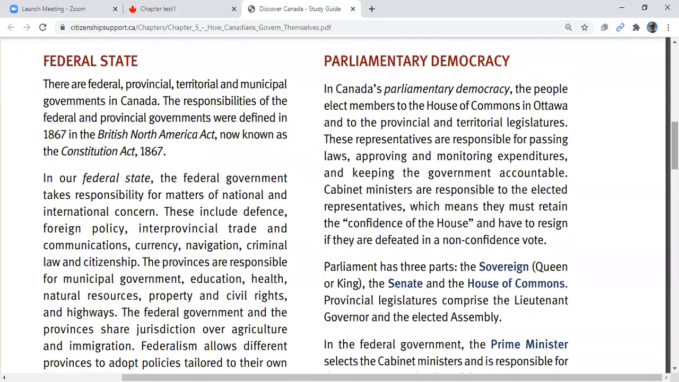Okay, and let's see. Mohammed, would you like to do where it says parliamentary democracy? Okay.